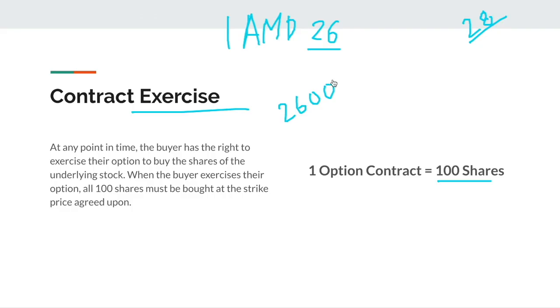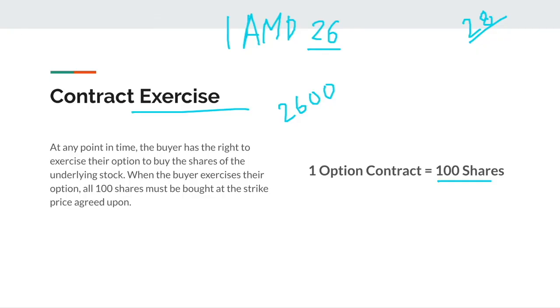Now, if AMD was trading at $25, obviously it wouldn't make sense to exercise this contract option because you can simply go and buy 100 shares of AMD at $25 in the market rather than having to exercise your option.